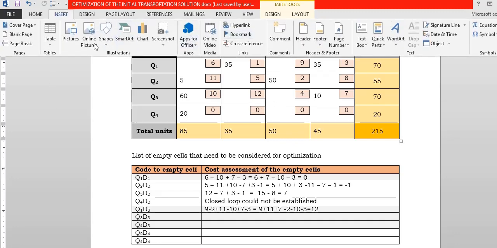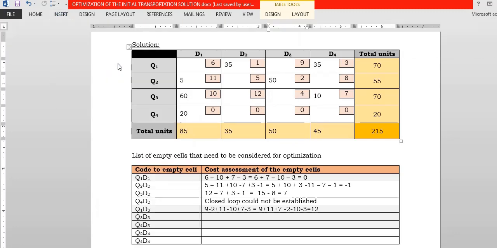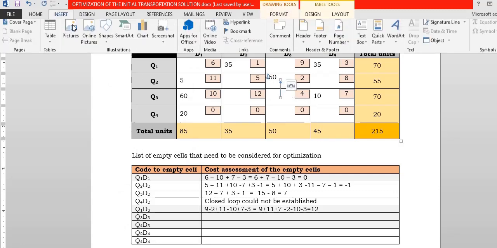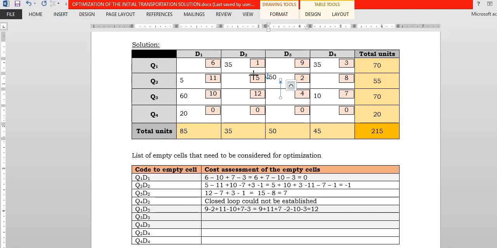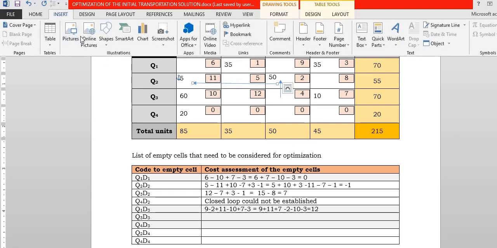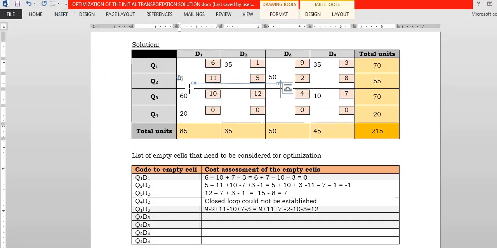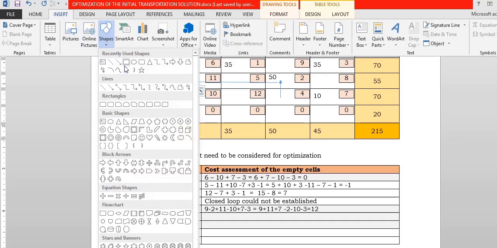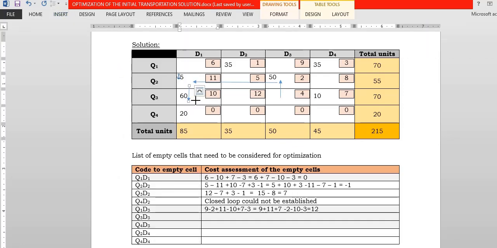So from there we move upwards to this allocated route here, then we move to the left, move like that up to there, then we move downwards up to here, then we move to the right, back to where we started from. So this is our closed loop.